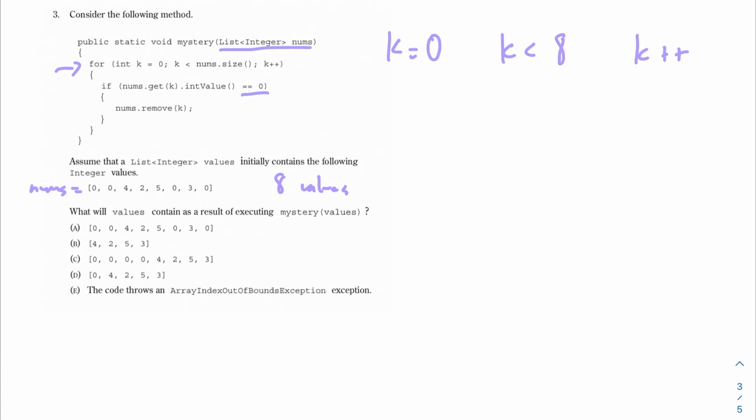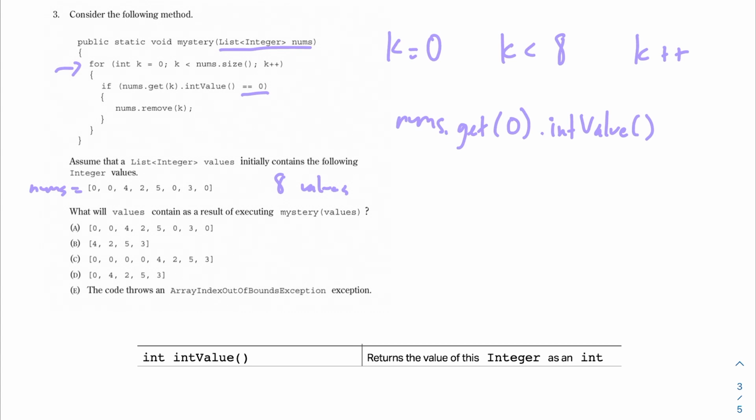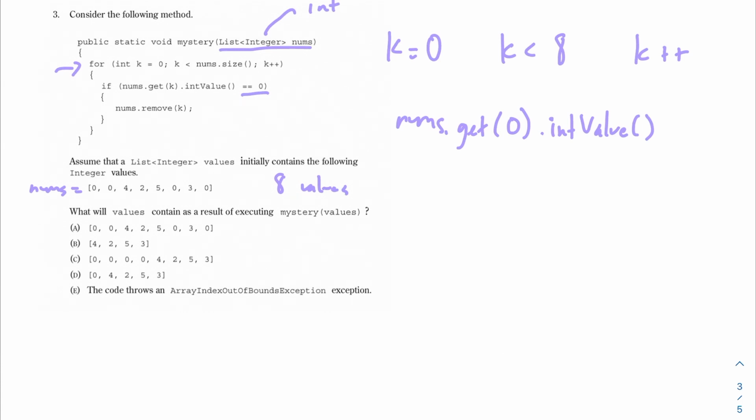We get nums.get at k, so that's at 0, .intValue. So don't be too scared of this .intValue. Maybe you have never seen it before. You're basically just converting from an Integer to an int. You can find this within the Java quick reference. And then you're comparing that to see if it is equal to 0.